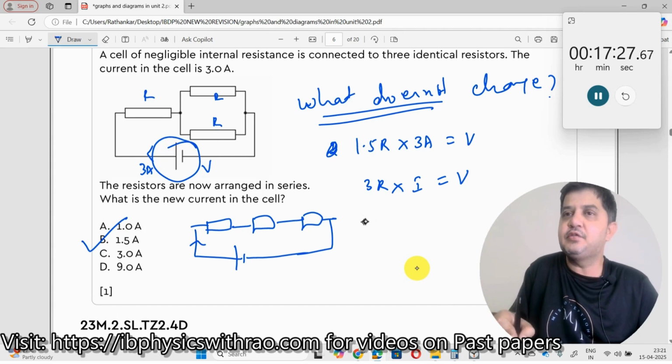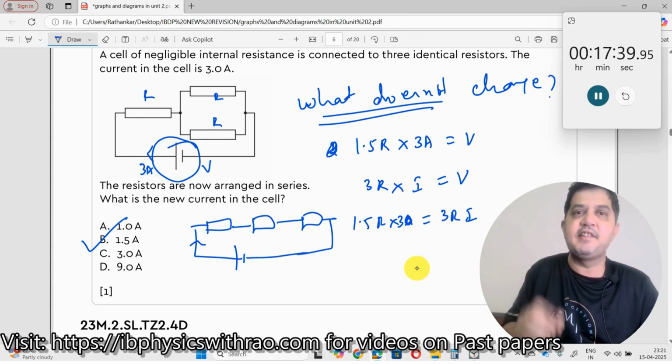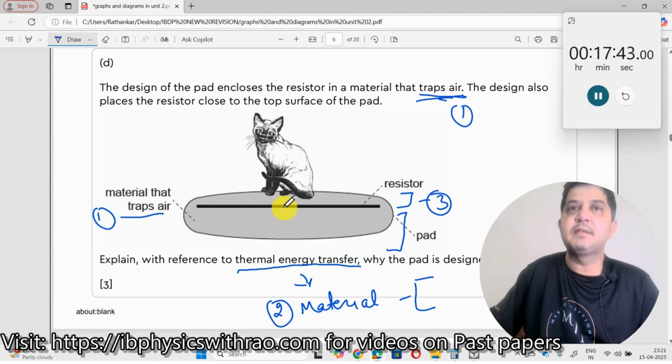Now equate these two. So 1.5 R into 3 R, 3 amperes should now be equal to 3 R multiplied by I, and cancel the R, get the value of I. Right? So by this you can easily find out what the answer is. The answer is 1.5 ampere. Let us move on to the next one.